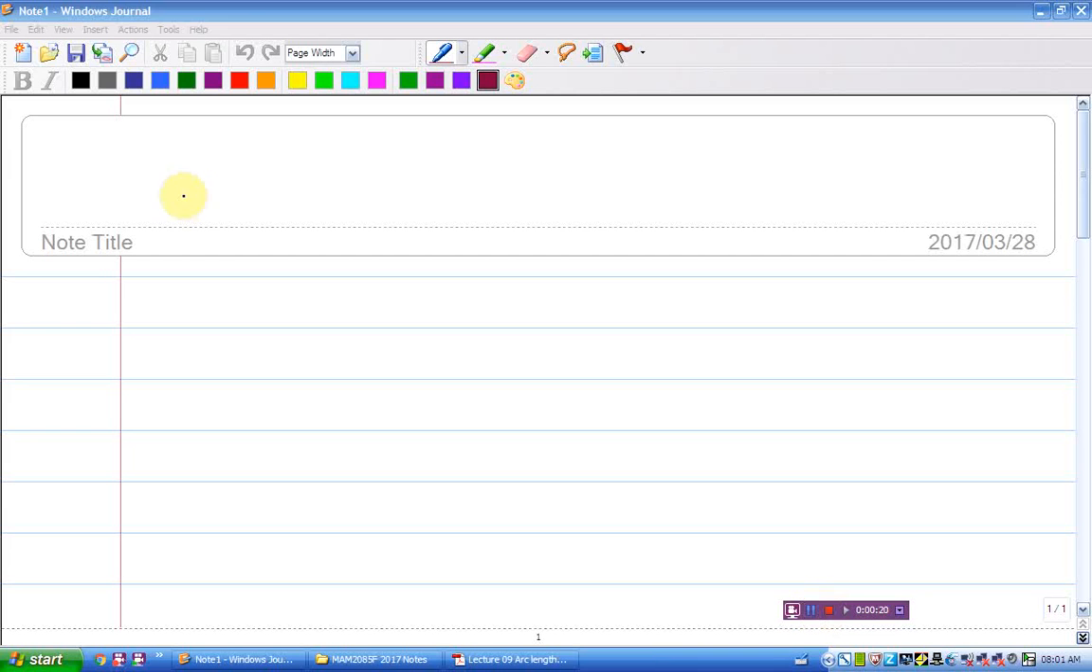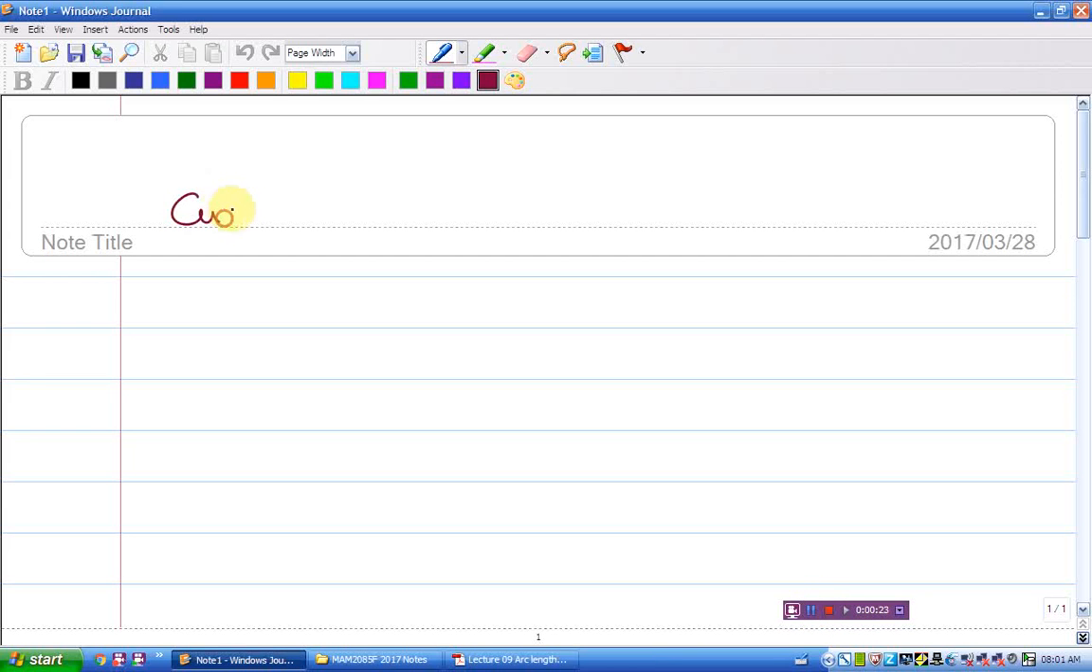Okay, let's carry on with curvature. So I'm going to write here curvature. And today we're going to get on to something called osculating planes.